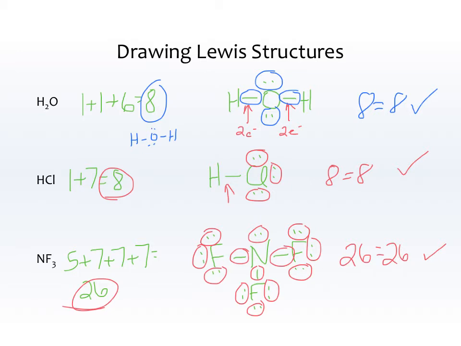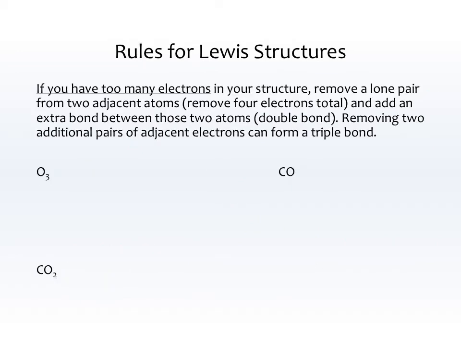All right, rule 4. If you have too many electrons in your structure, remove a lone pair from two adjacent atoms, that's atoms that are next to each other, so 4 electrons total, and add an extra bond between those two atoms to form a double bond. Removing 2 additional pairs of adjacent electrons can form a triple bond. So again, flip over to your example page.